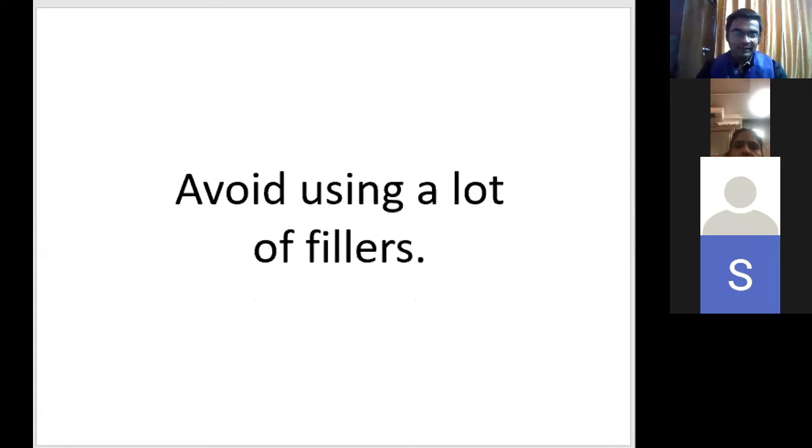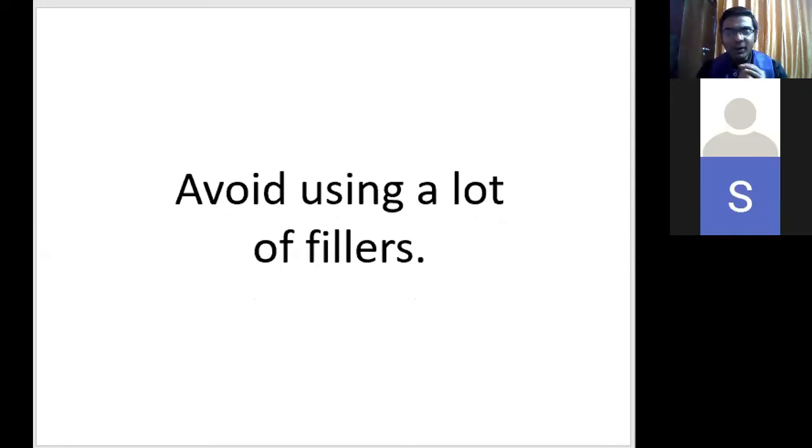Now let's talk about the next one. Avoid using a lot of fillers. Now what do we mean by fillers? While speaking in between, I have observed so many times people say, okay, actually, so I mean to say, what I meant. These are called fillers. Usually we use fillers to buy some time so that we can make the next sentence.